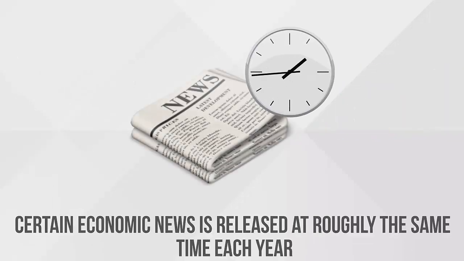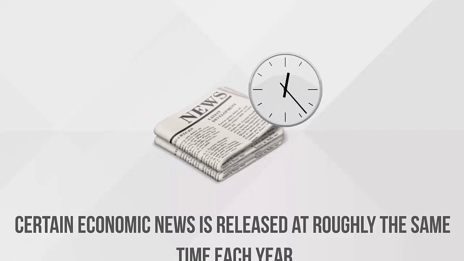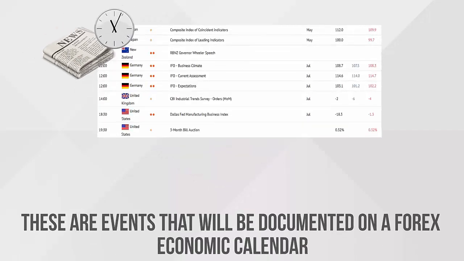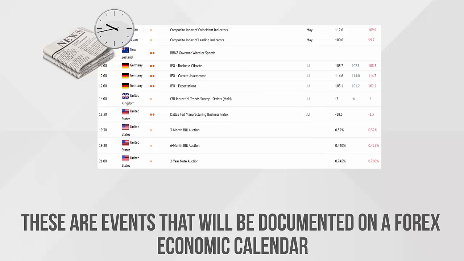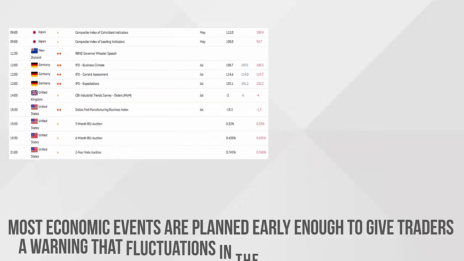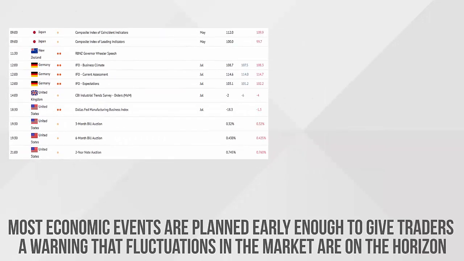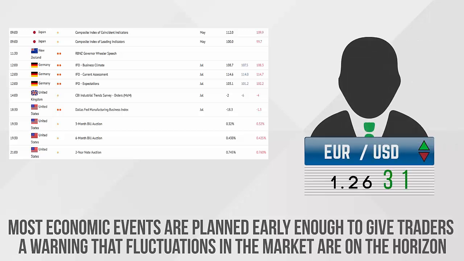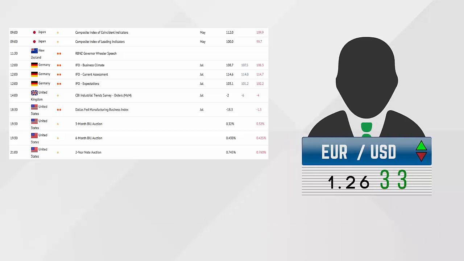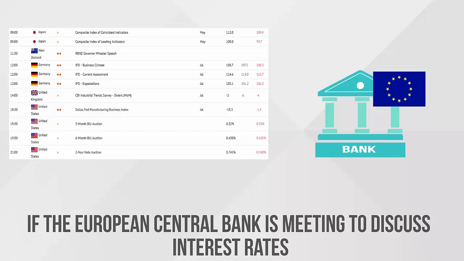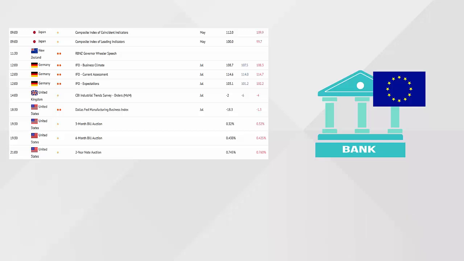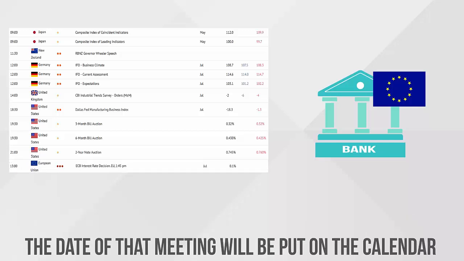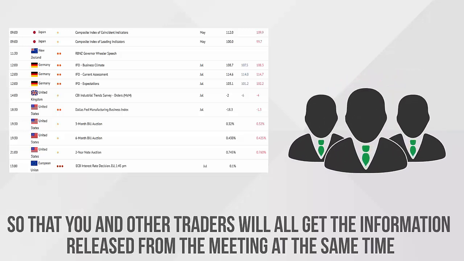Certain economic news is released at roughly the same time each year. These are events that will be documented on a Forex economic calendar. In addition, most economic events are planned early enough to give traders a warning that fluctuations in the market are on the horizon. For instance, if the European Central Bank is meeting to discuss interest rates, the date of that meeting will be put on the calendar so that you and other traders will all get the information released from the meeting at the same time.